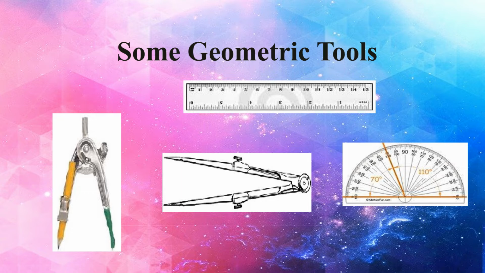So there are some geometric tools to be used. Number one, we have the ruler, which is smaller than a meter scale. Generally, it is 6 inches or approximately 15 centimeters. It has centimeter and millimeter marks on one edge. The opposite edge has inch marks. The marks on the ruler are called graduations, and the ruler is called a graduated scale.